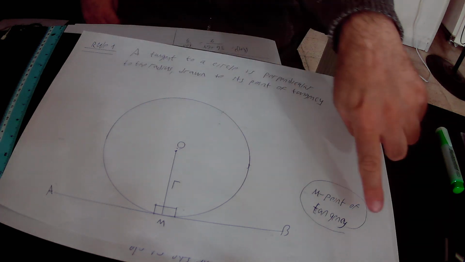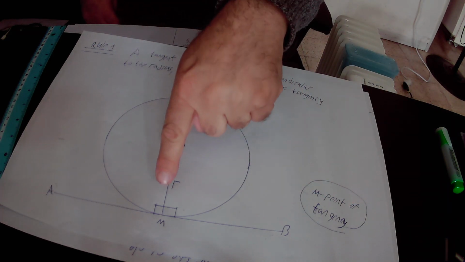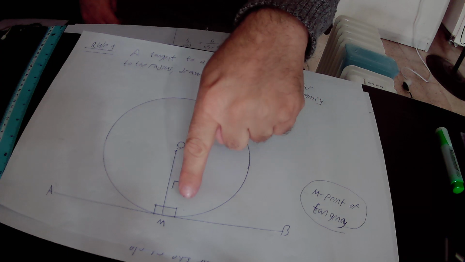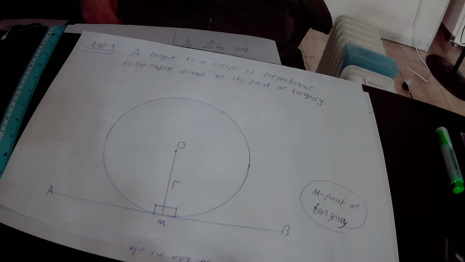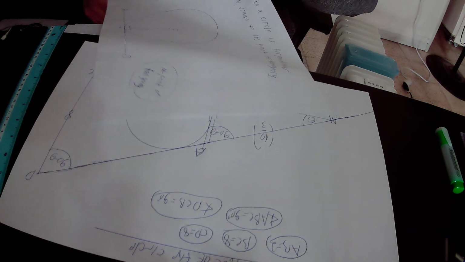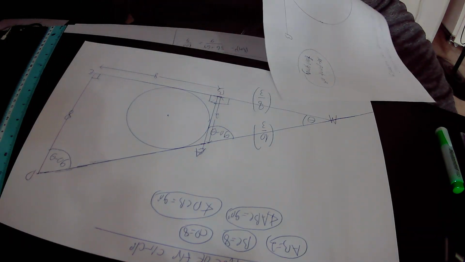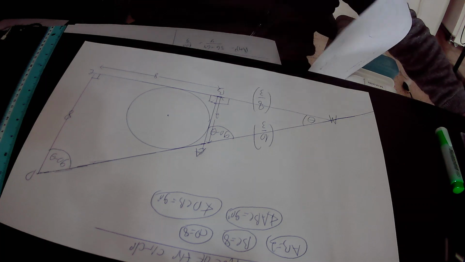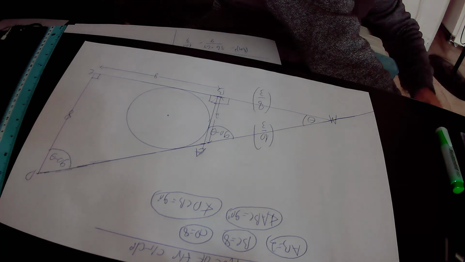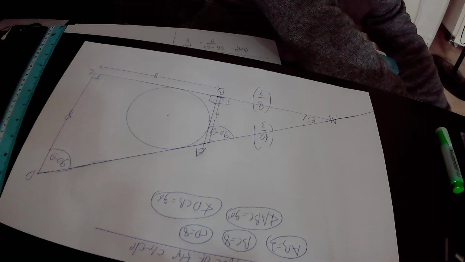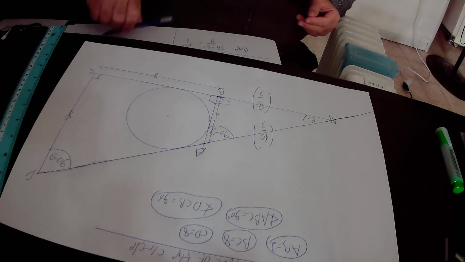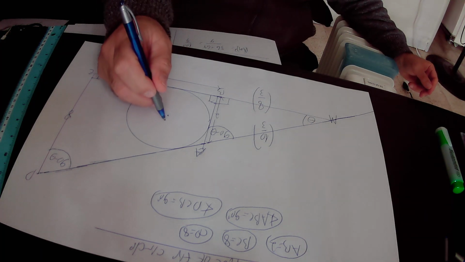So if AB is perpendicular to MO, it means that this angle equals 90 degrees and this angle equals 90 degrees according to this rule number 1. We can implement rule number 1 in our drawing. First of all, we define the center of this circle. This point is O.